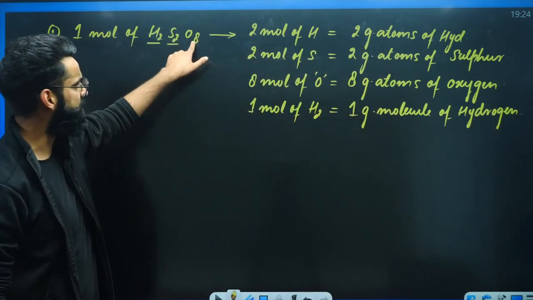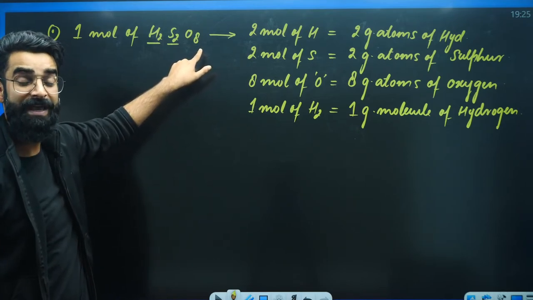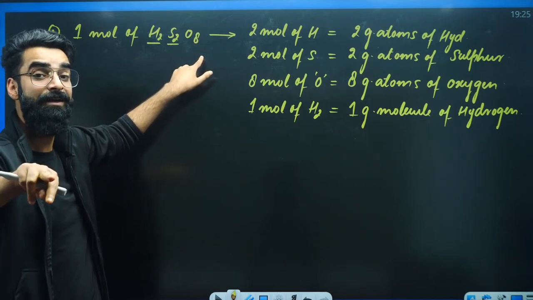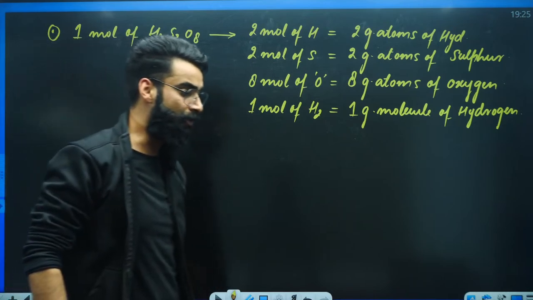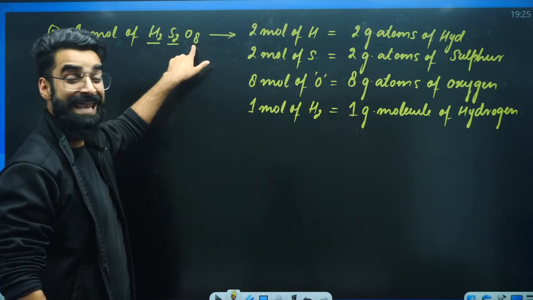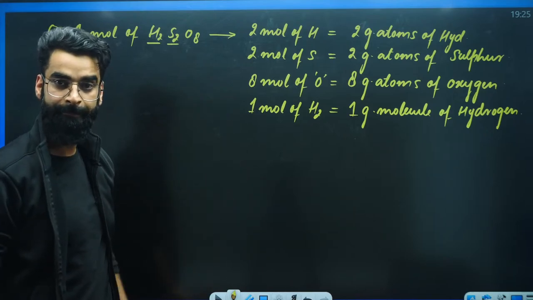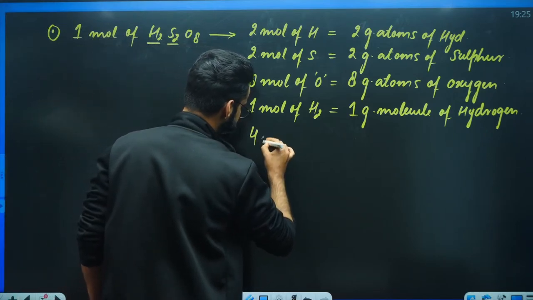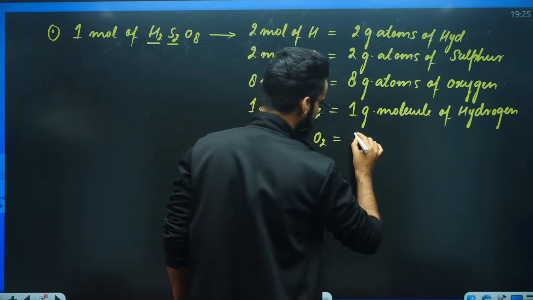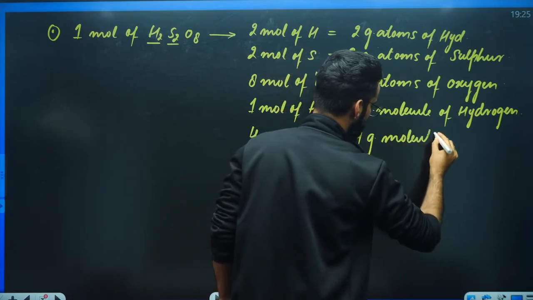Similarly, let's talk about oxygen. If I want to take oxygen in molecular form, should I write 8 gram molecules of oxygen or 4 gram molecules of oxygen? You tell me in the chats quickly. Absolutely. You can either say 4 moles of O2 or you can say 4 gram molecules of oxygen.